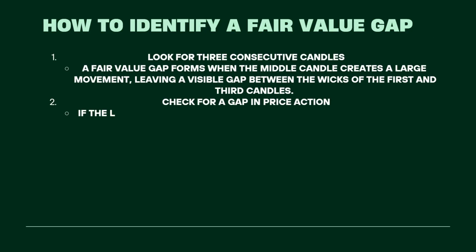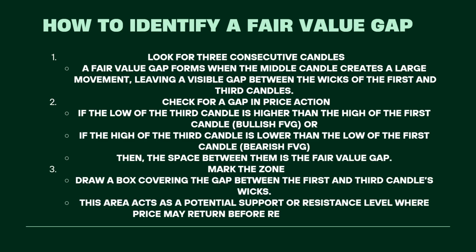How to identify a fair value gap? Look for 3 consecutive candles. A fair value gap forms when the middle candle creates a large movement, leaving a visible gap between the wicks of the first and third candles. Check for a gap in price action: if the low of the third candle is higher than the high of the first candle, bullish FVG, or if the high of the third candle is lower than the low of the first candle, bearish FVG, then the space between them is the fair value gap.